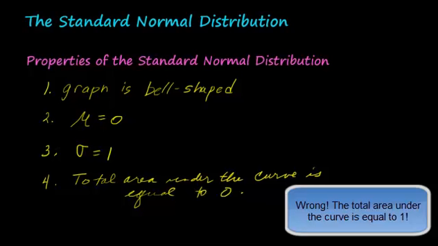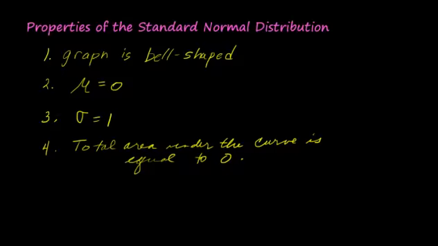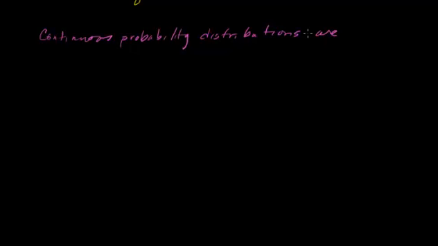Okay, so we still have that correspondence between probability and area. And recall that we said all continuous probability distributions are density curves. And density curves are histograms.